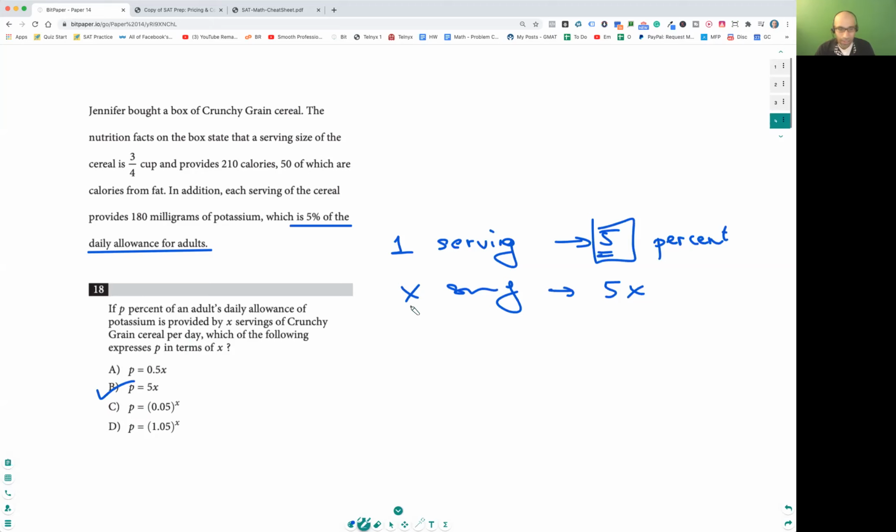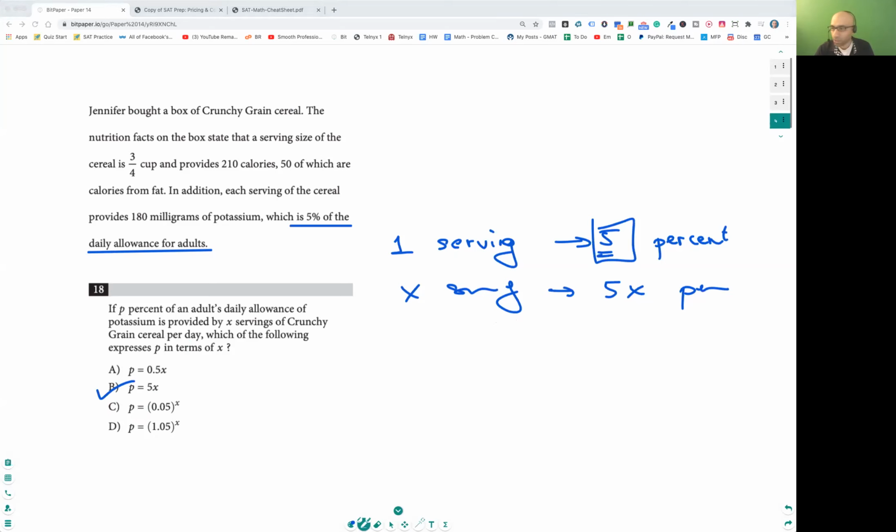This is just called P. So P is equal to 5X. But 1 serving is 5%, X servings is 5X percent. Just basic, multiply by X on both sides, and then you get the answer. Well done. Okay, so super easy problem. Now let's try the next problem.